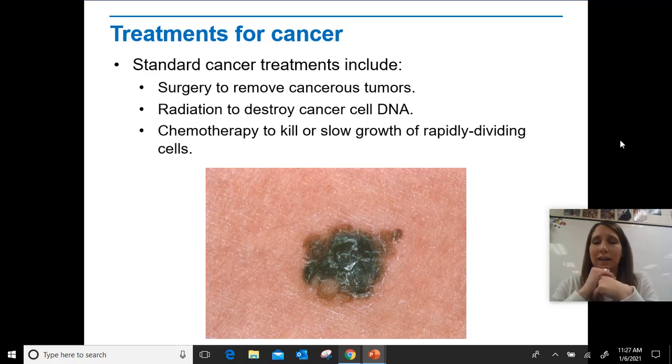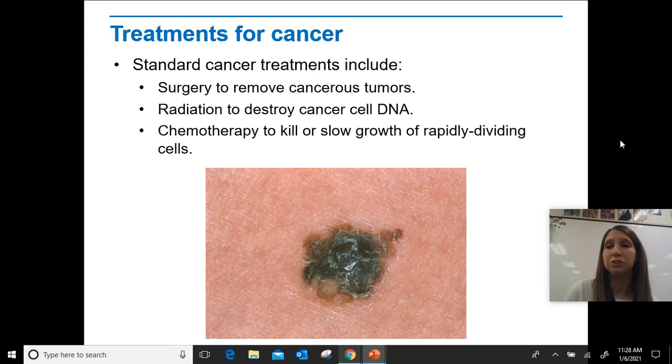So in looking at cancer specifically, there are a few treatments that we know are widely used. Some are more successful for some individuals, but truly cancer differs for each individual. And so treatment can be variable, right? I mean, we can use different combinations of these.